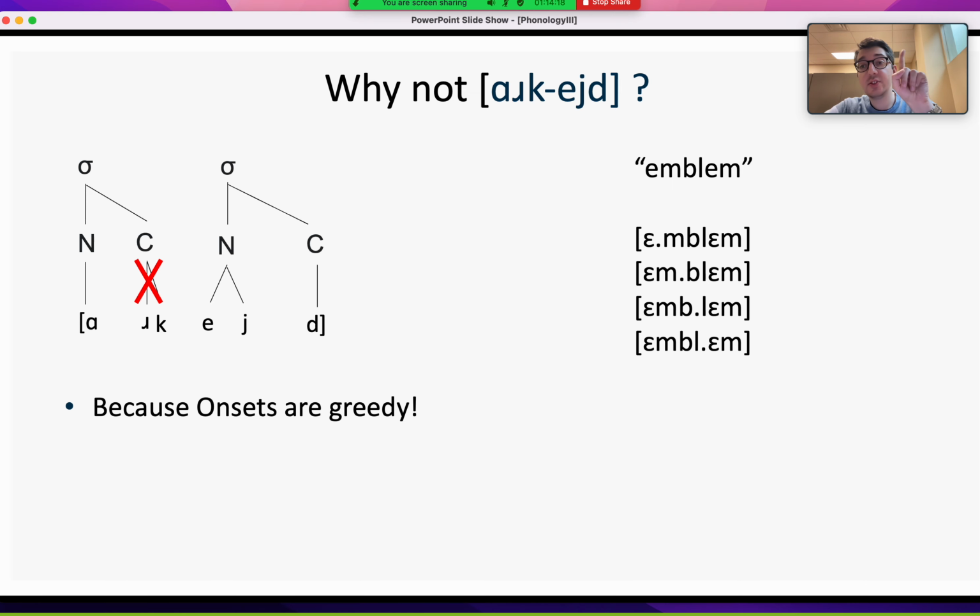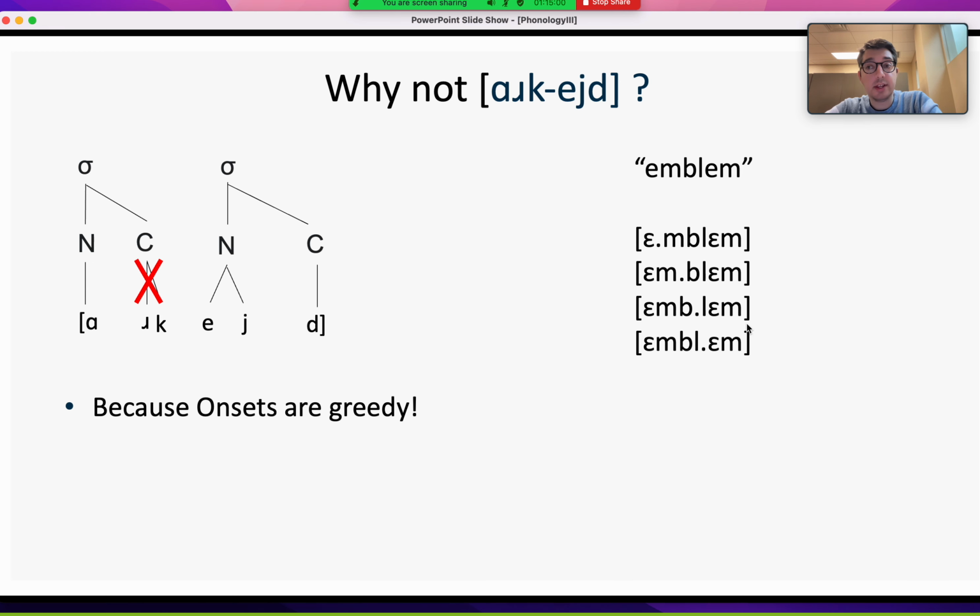Onsets want to have at least one sound, right? What about emblem? Emblem is a good example. So you see these periods, that's how we will mark syllables when we are not drawing trees. So emblem presumably has two syllables, right? Is it a mublem? Well, not a good candidate. There's no word that can start with mbl, right? So not good. What about embl? Embl, yeah, possibility, why not?